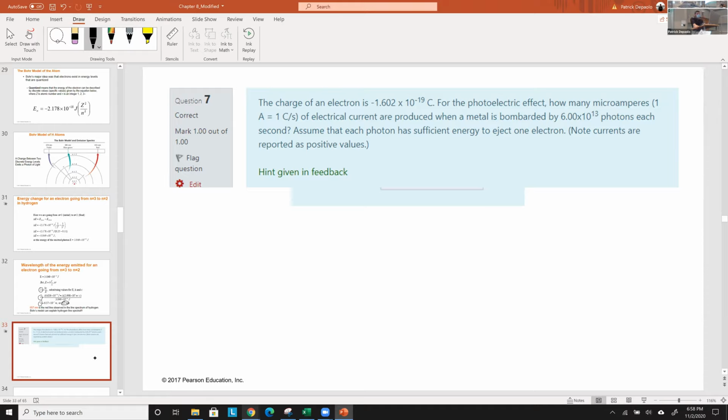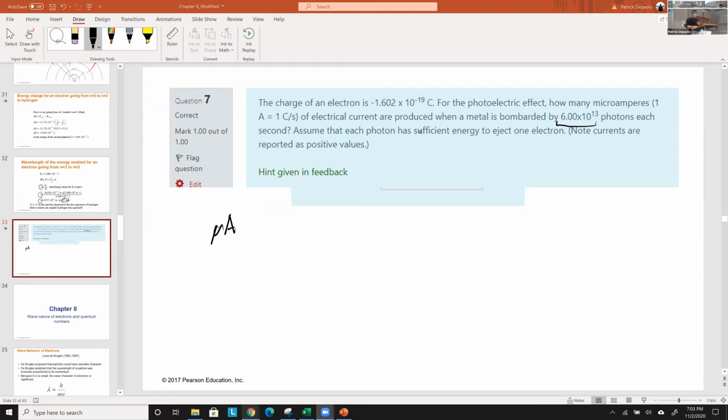Remember, what's micro? 10 to the negative 6, right? So how many microamps, and each amp, they tell you, equals 1 coulomb per second, of electrical current are produced when the metal is bombarded with that many photons, a lot, each second. Assume that each photon has sufficient energy to eject 1 electron.